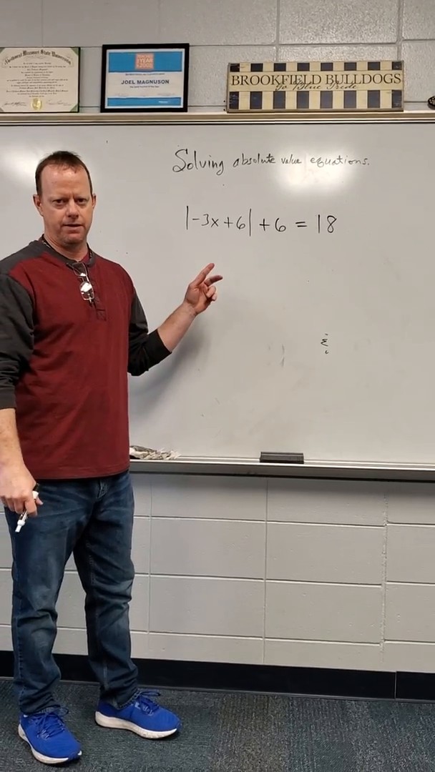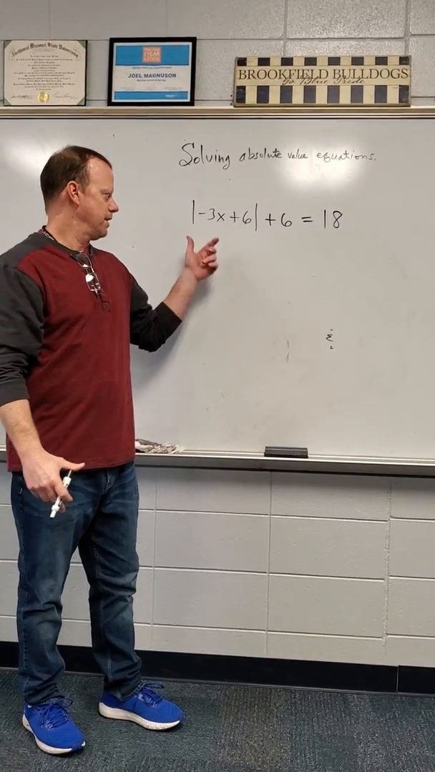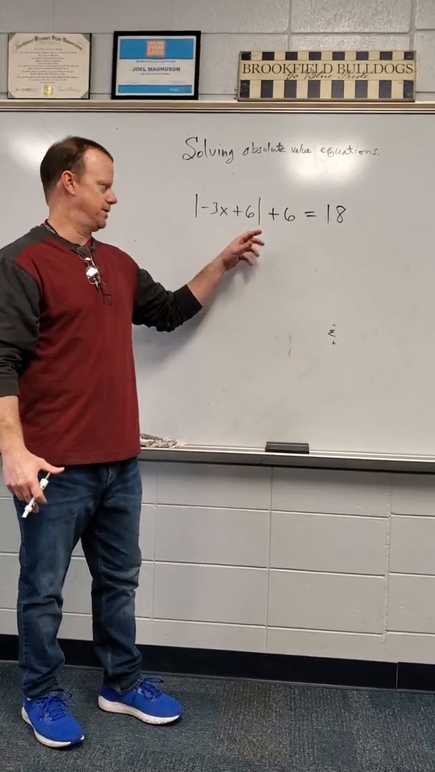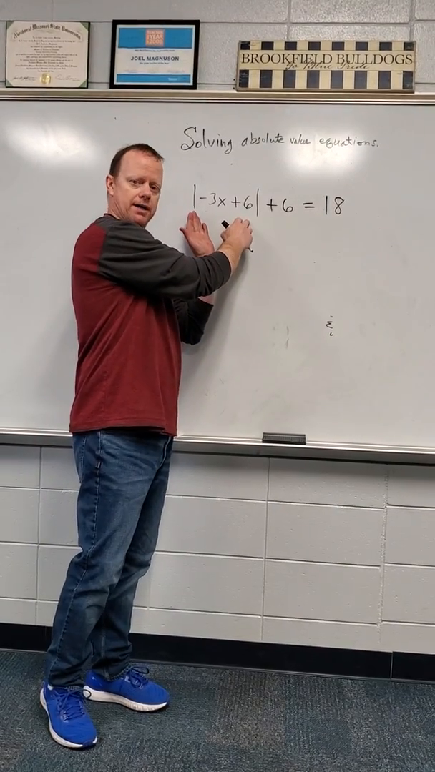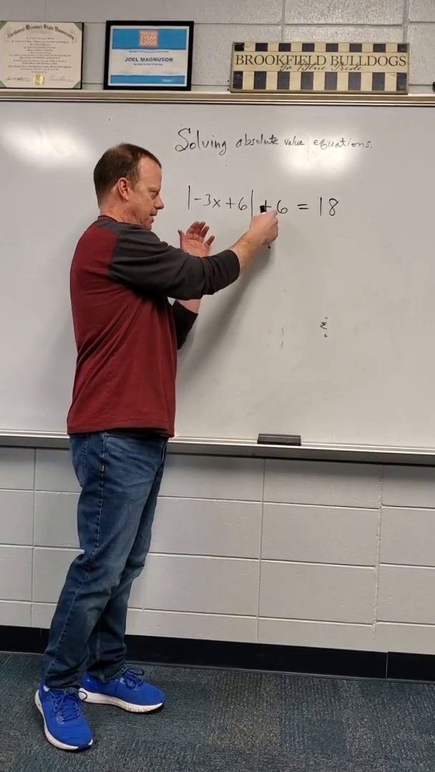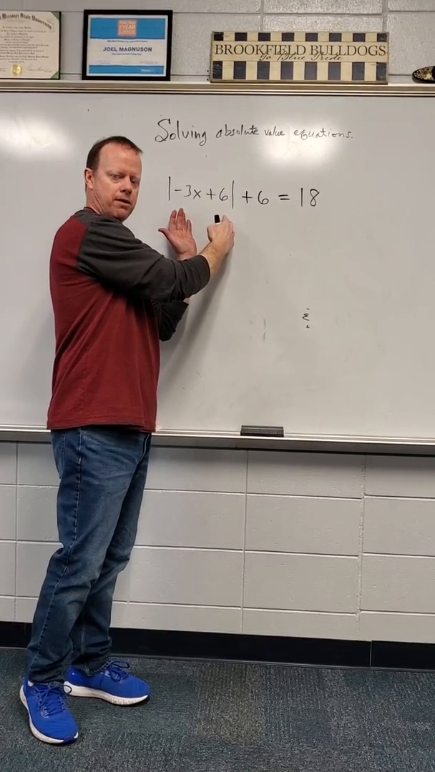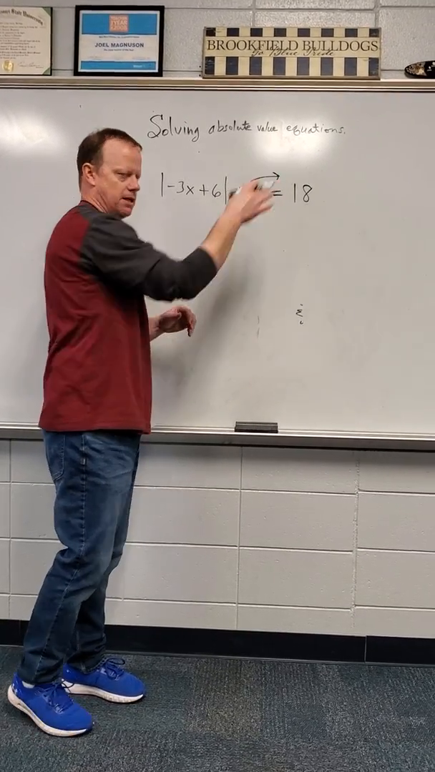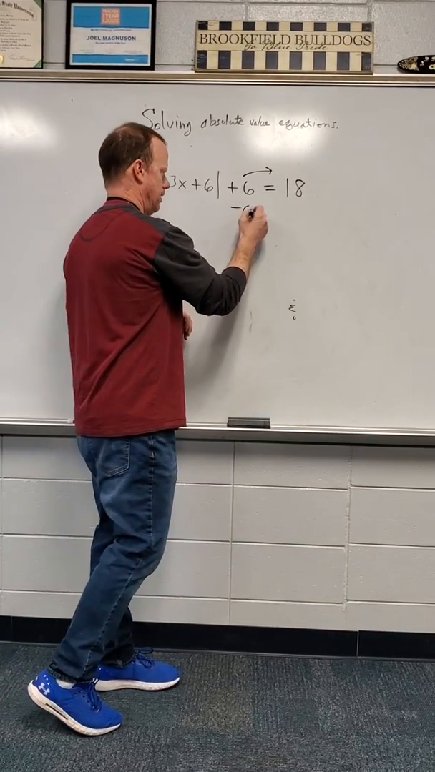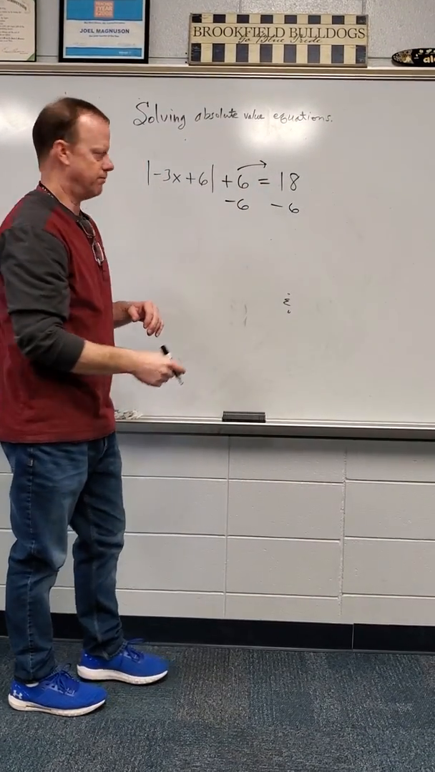I'm going to show you another situation. If the absolute value part of your equation is not isolated by itself, as in this case where the 6 is in our way, you always have to isolate the absolute value part of the equation first. So the 6 would need to move over in this case. So we subtract 6 from both sides.